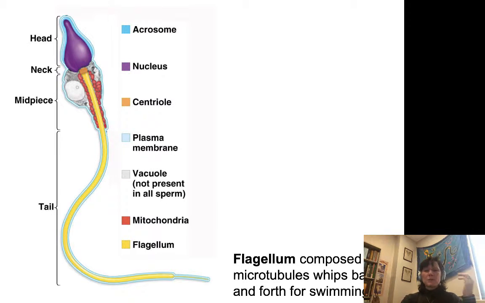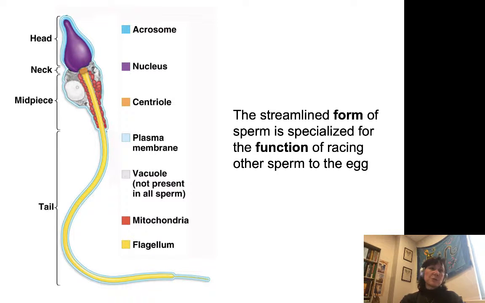So the mitochondria produce ATP to power sperm movement. The flagellum is composed of microtubules which whip back and forth for swimming. And then, of course, the streamlined form is key for making it through this environment and being able to rapidly swim towards the egg. Now, as you know, human sperm are believed to last up to 48 hours within the female reproductive tract. But in some taxa, like in some lizards, sperm will line up in this reproductive tract and they'll last for months until they're actually used to fertilize an egg.